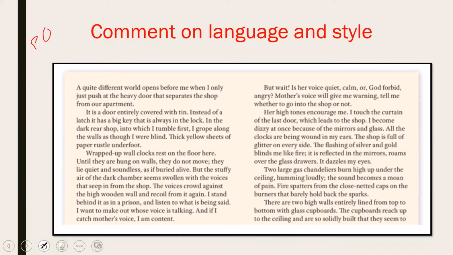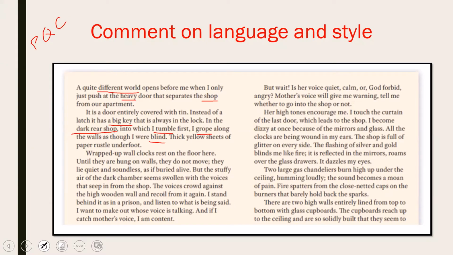P means point out. P means point. You're making a point, right? Q means you're quoting that in your commentary. You're quoting the words, the phrases from your text in your commentary. C is you are commenting on that.